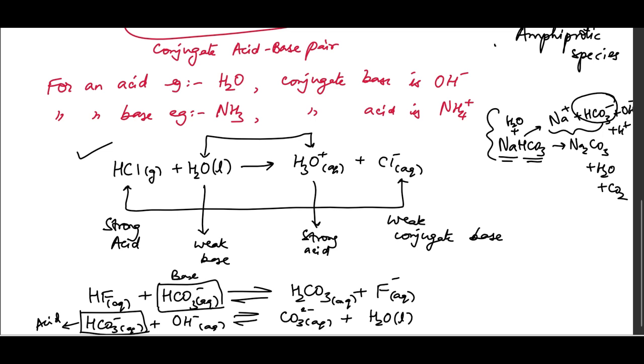So H2O we gave as an example. Then we also know the hydrogen carbonate ion is also an amphiprotic species. So this is the Bronsted-Lowry concept in understanding acids and bases. In the next video, we will understand the Lewis concept.